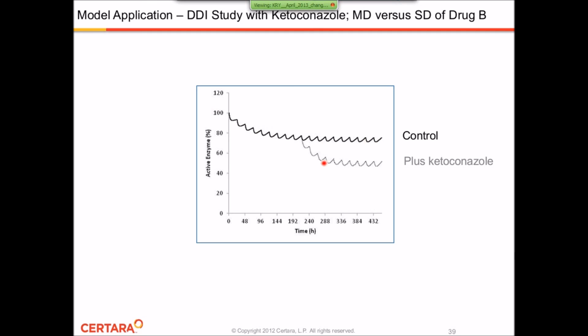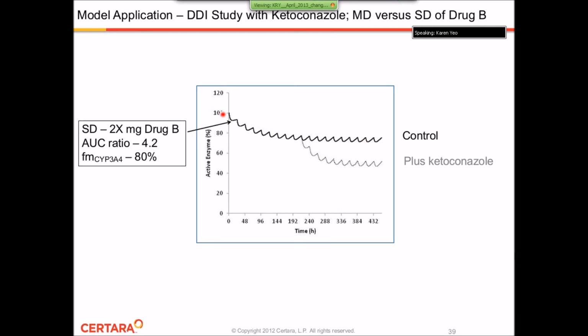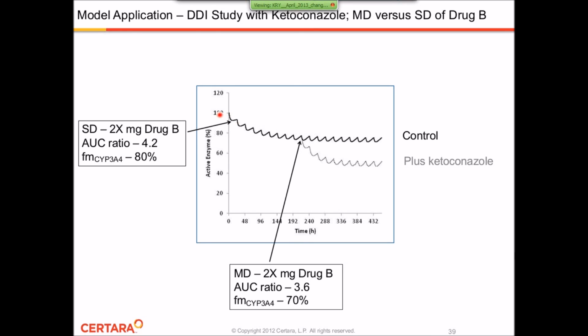Then when you give ketoconazole, this is what's happening to the enzyme. So this is what would happen if you gave a single dose of their drug with ketoconazole. You still have that amount of CYP3A4 enzyme, whereas during multiple dosing, if you multiple dose their drug to steady state and then give the ketoconazole, you can see that because you've actually got autoinhibition of 3A4, the FM is lower, and therefore the potential for drug-drug interaction with ketoconazole is lower.